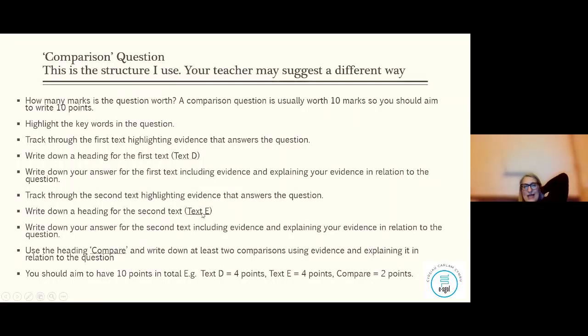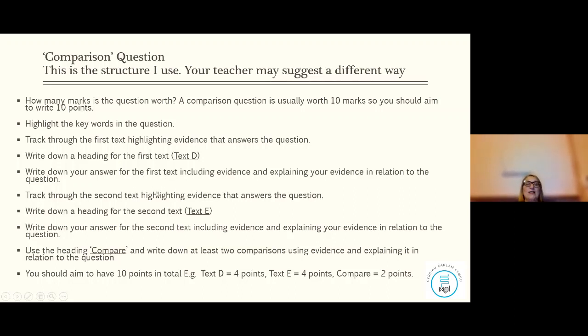Again, as I said, your teacher may suggest something totally different, but this is a strict structure that I use and it has been successful in the past. So we track through the first text highlighting evidence that answers the question, and we write down a heading for the first text. So in our response, we would write down text D, underline it, and then we would write our answer for the first text, including evidence and explaining the evidence in relation to the question, which is really important. And then we track through the second text, highlighting evidence that answers the question.